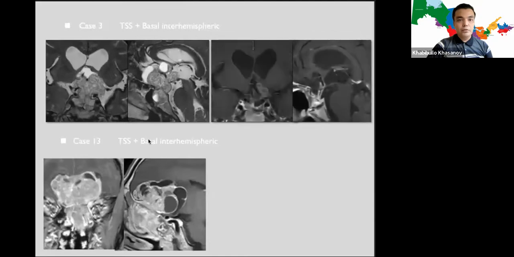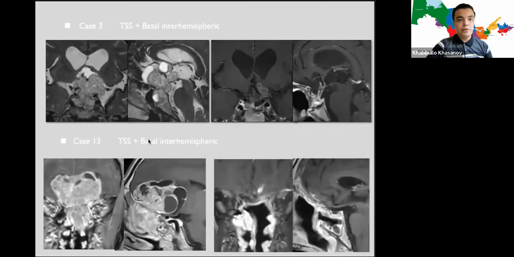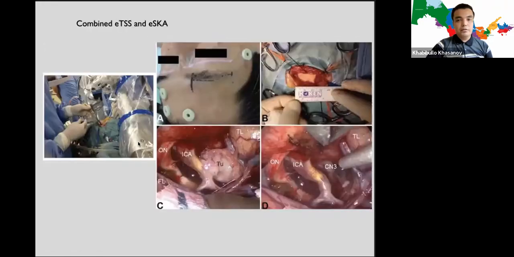And this is also an interhemispheric approach we use because of the tumor's closeness to the suprasellar area, intracranial side. And this is an example of the combined endoscopic and supraorbital keyhole approach, with a skin incision and about a 2.5 centimeter craniotomy. This is an intraoperative view of the tumor from the transcranial side. And this is after dissection, showing the optic nerve, internal carotid artery and cranial nerve 3.